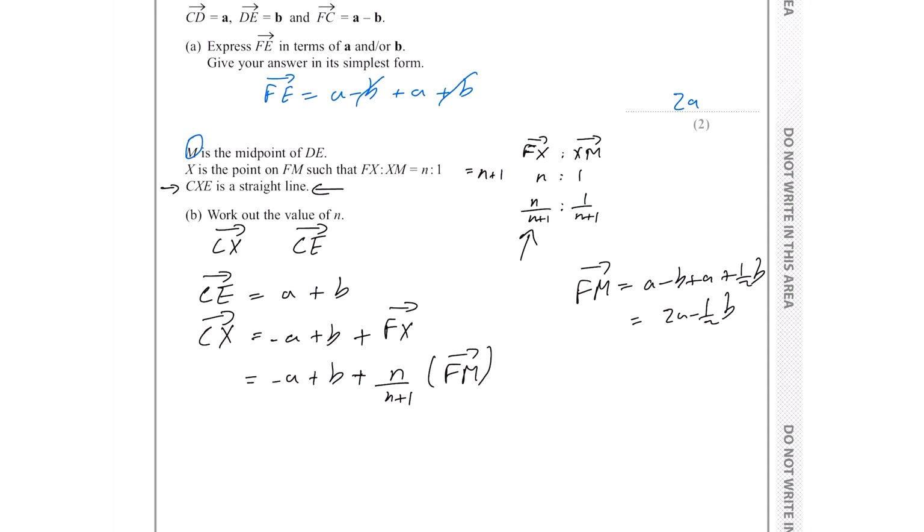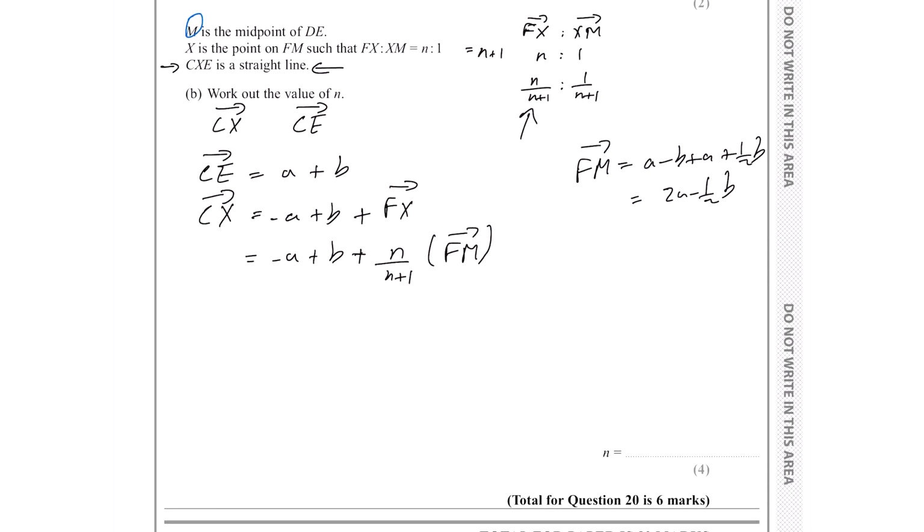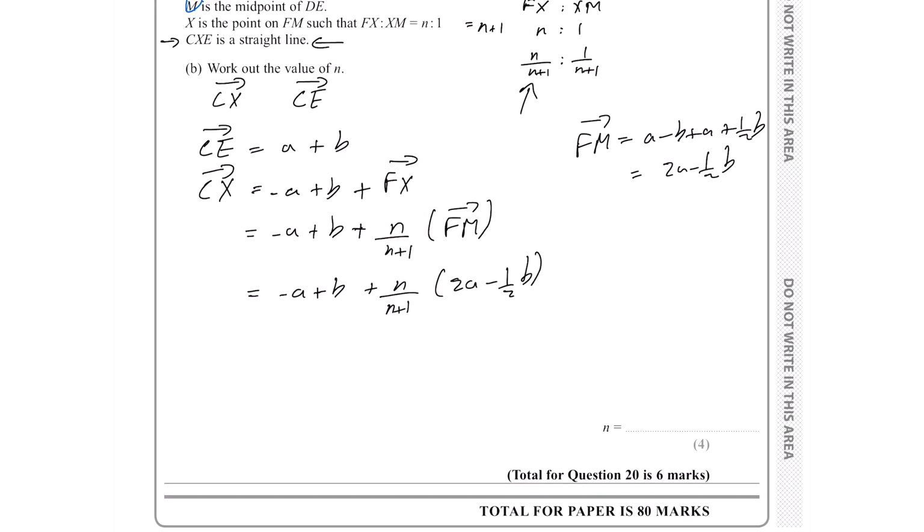And now I can substitute that back into this. So that is minus A plus B plus N over N plus 1. And then F to M, which is 2A minus a half B. Okay, now if I expand that out, that's minus A plus B plus 2AN over N plus 1 minus BN over 2N plus 1.